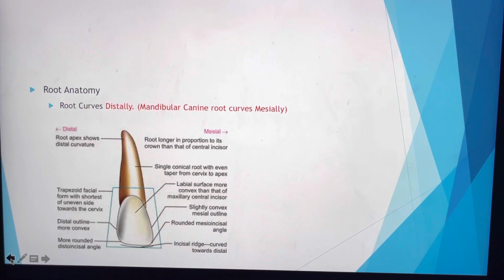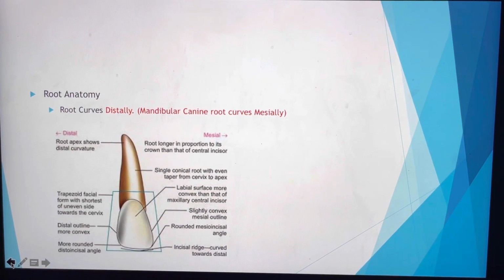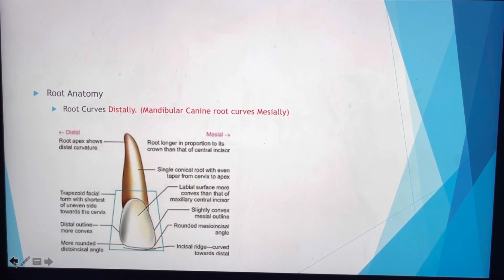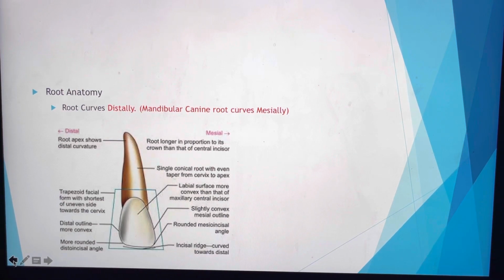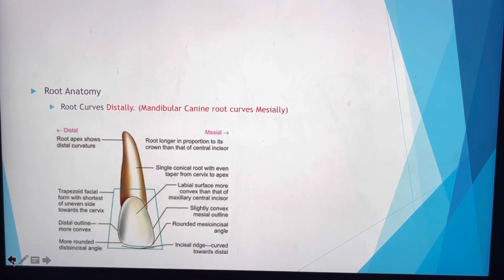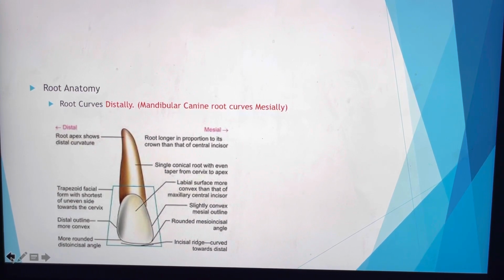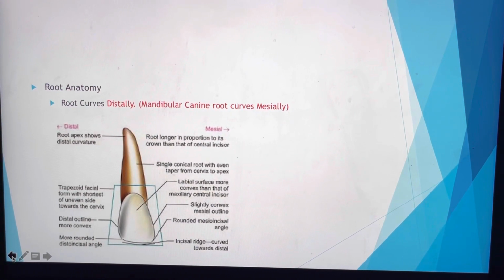Now let's talk about the root anatomy. As you can see, there's not much about the root that we need to talk about. The most important point would be that the root curves distally, whereas in the mandibular canines, the root curves mesially. These are the two important curvatures of the root that you need to remember.